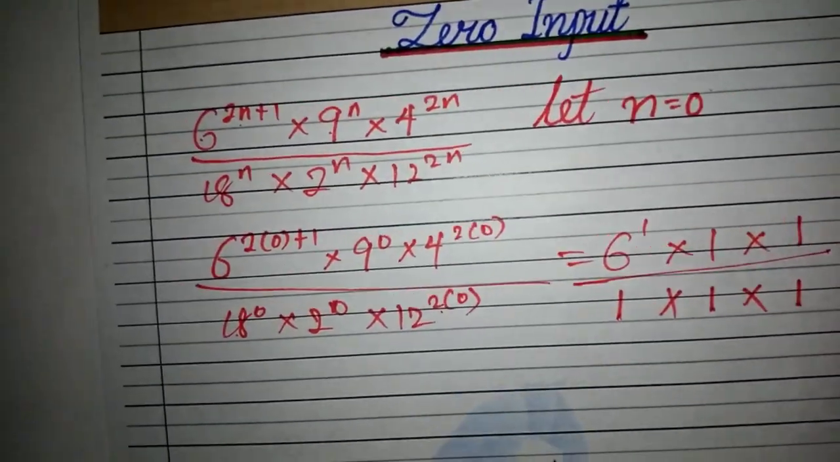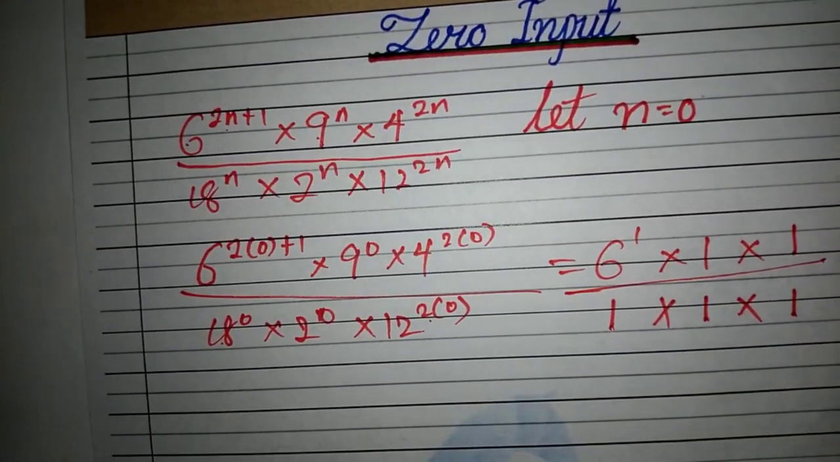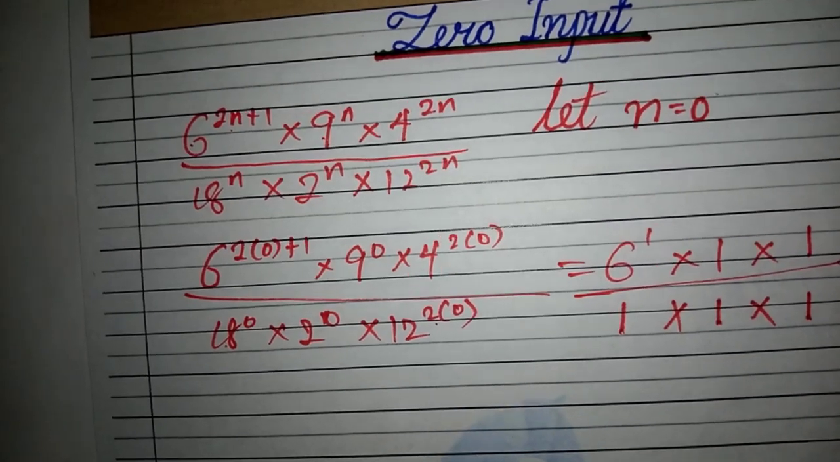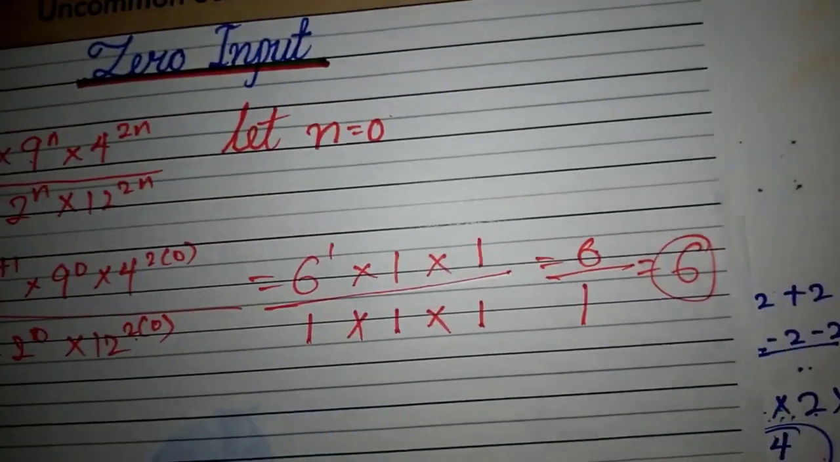6 times 1 times 1, that's 6. 1 times 1 times 1 divided by 1. 6 divided by 1 is 6. Your answer.